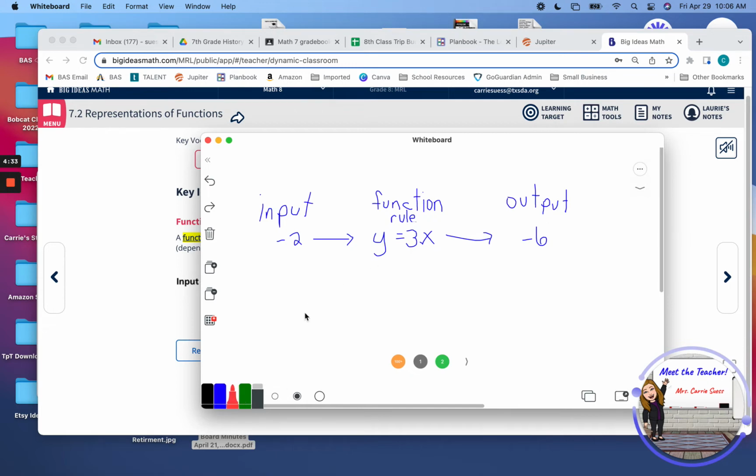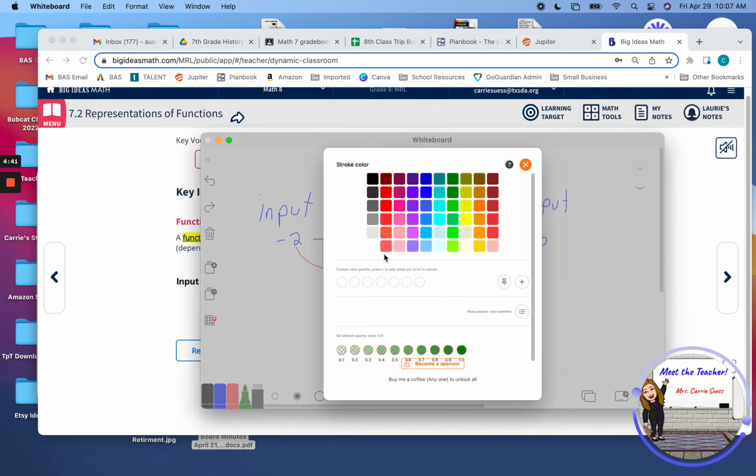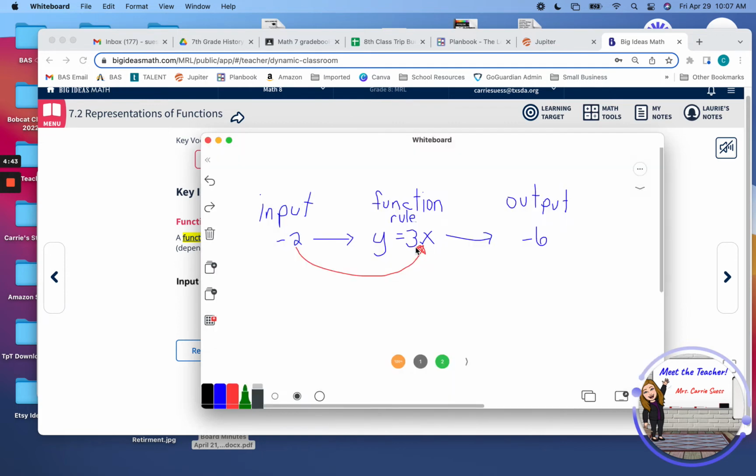Okay, now I'm going to use my other color. So essentially I'm taking my negative 2 and I'm plugging it in where the x is into the function. And then when I do that, I do negative 2 times 3 to get my output, which is y. Does that help explain it? Okay. For those of you listening, anyhow.